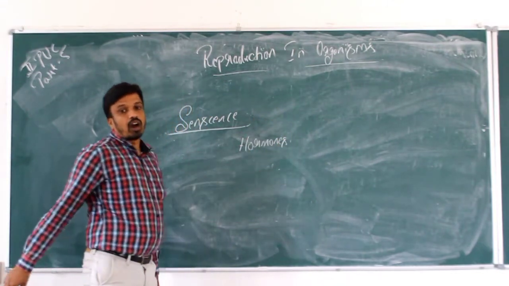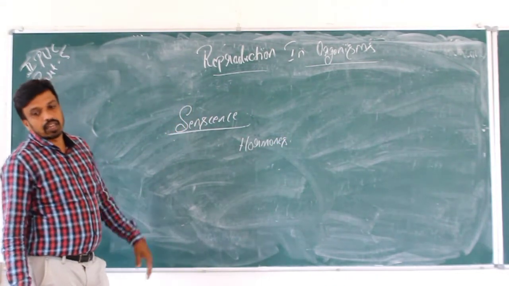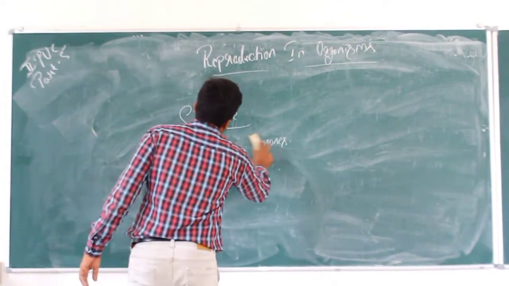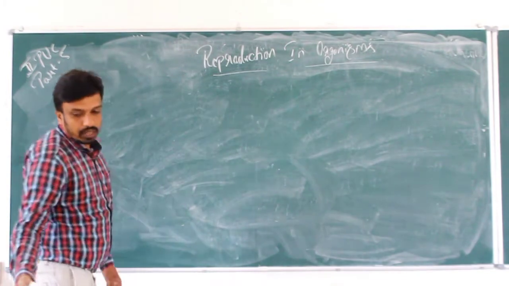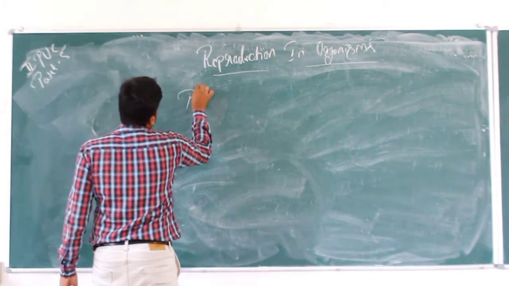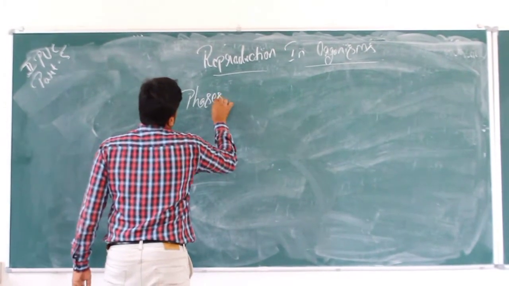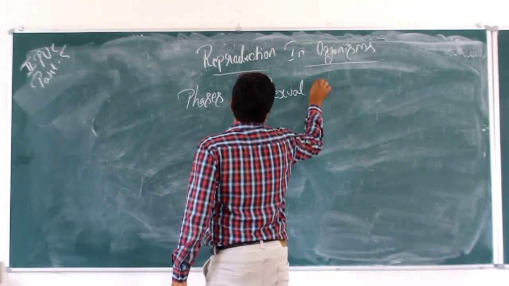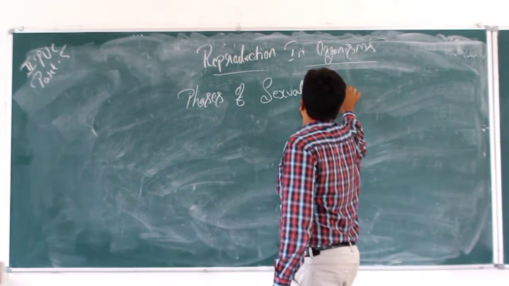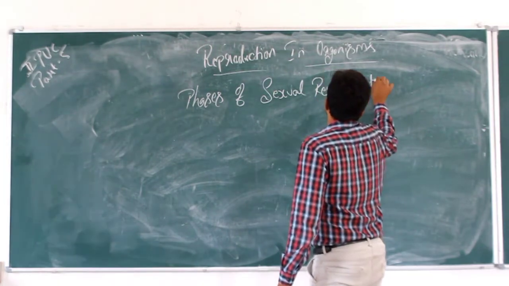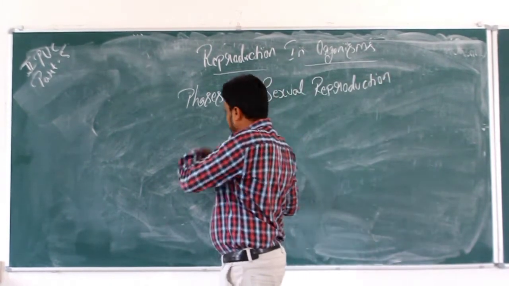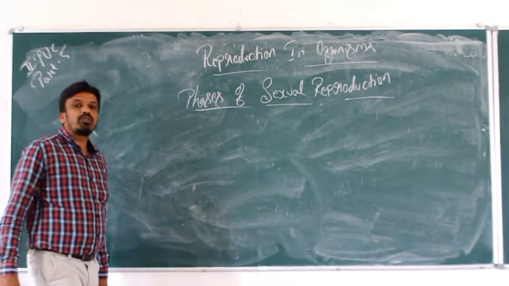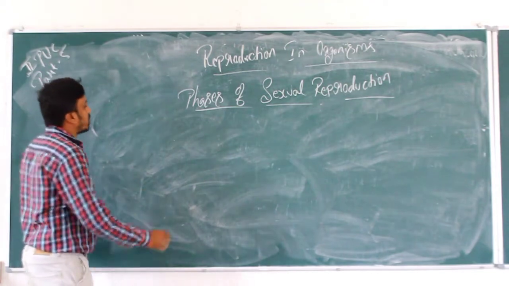It is due to hormones. Okay. Next, coming to the phases of sexual reproduction. The sexual reproduction exhibits 3 phases.